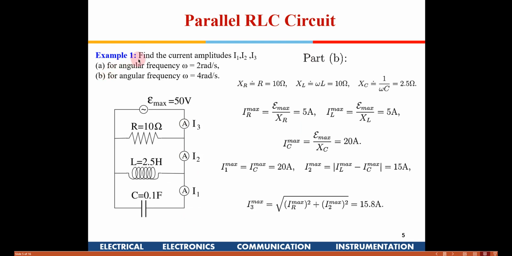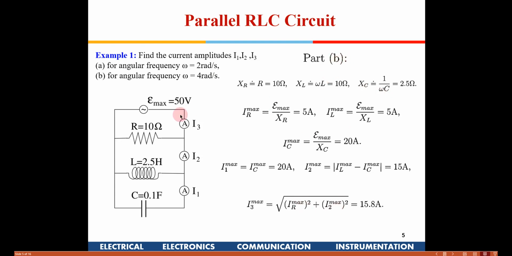So let's take one problem. Here you will find E max, a 50 volt supply, which is the maximum voltage applied across an RLC connected in parallel. We need to find the amplitudes I1, I2 and I3 for two frequencies, 2 radians per second and 4 radians per second. We will do part B, and part A you can do yourself.